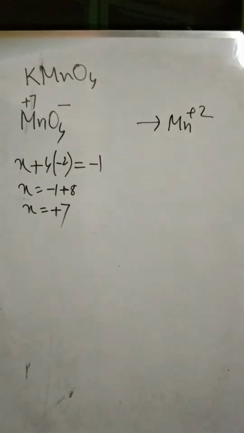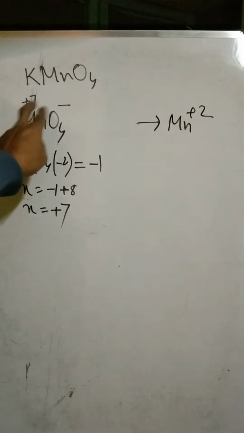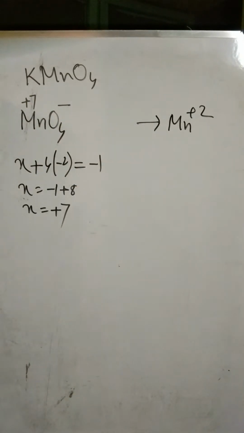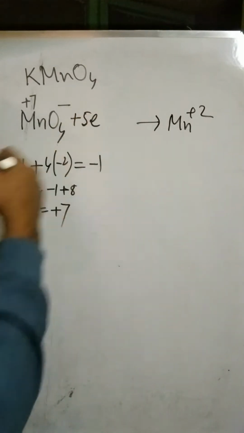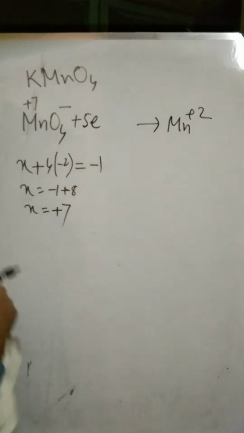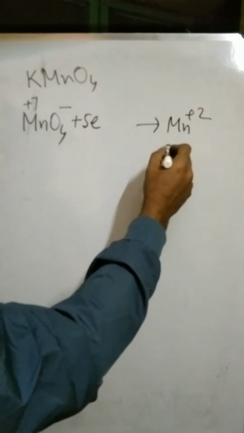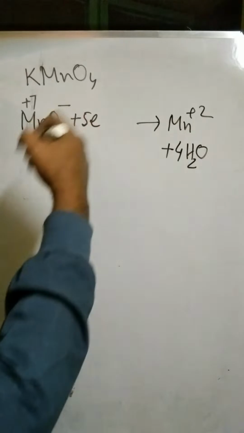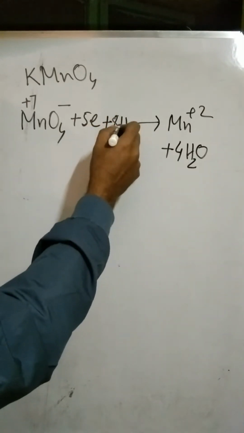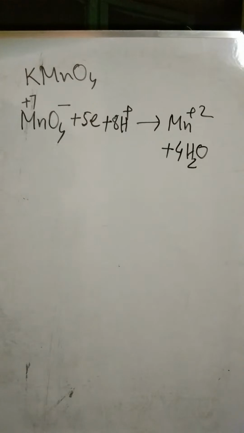So this process is reduction, and this happens when the permanganate ion accepts 5 electrons. When it accepts 5 electrons, it converts into Mn plus 2 ion. Now 4 oxygen atoms are there in the permanganate ion, and in Mn plus 2 ion no oxygen atom is associated. So those oxygen atoms must be released as water. 4 oxygen gives 4 water molecules. Now for 4 H2O, 8 H plus ions are needed. So this is the overall reduction of permanganate ion into Mn plus 2.